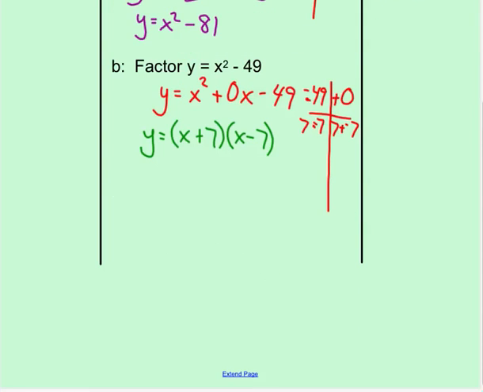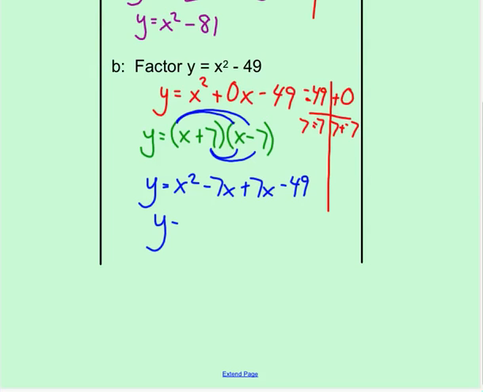Checking our work, we get x times x is x squared. X times negative 7 is negative 7x. 7 times x is 7x. And 7 times negative 7 is negative 49. Combining our like terms, our negative 7 and positive 7 cancel. We get x squared minus 49, which is the equation we started with. So this is the solution. It's the factored form of our quadratic y equals x squared minus 49.